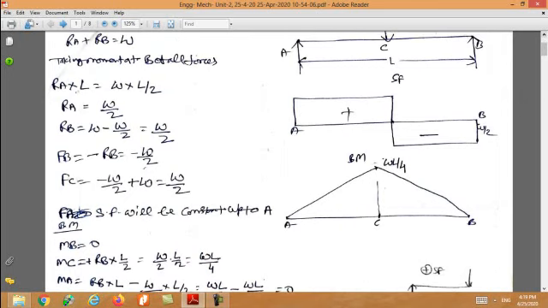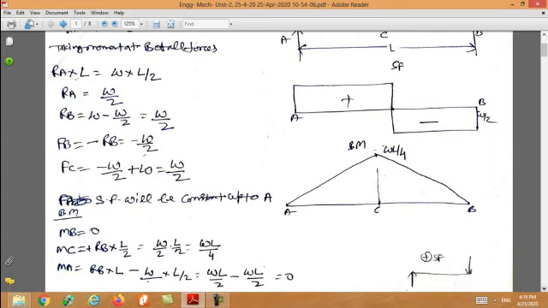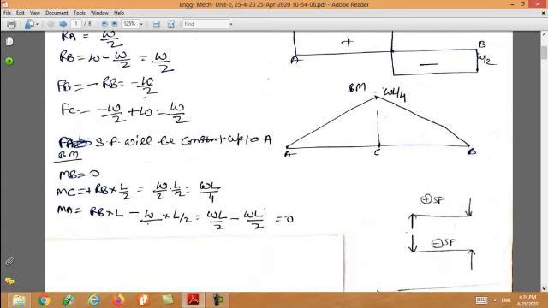So Fb is minus Rb. Why is it minus Rb? Because this load is upward, and upward is negative. That is the reason Fb is minus Rb, which is equal to minus W by 2. Now from B to C, we carry on this minus W by 2 load.